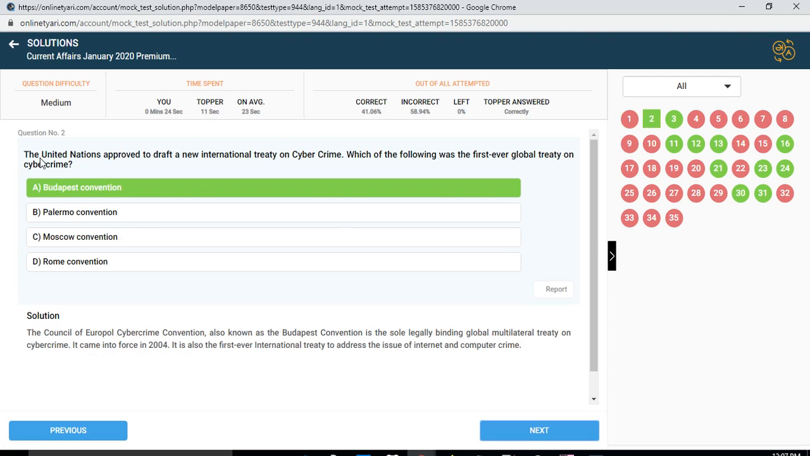Here the question: the United Nations approved the draft of a new international treaty on cybercrime. Which among the following is the first ever global treaty on cybercrime? The Budapest Convention, the Council of Europe Cybercrime Convention, also known as the Budapest Convention, is a legally binding global multilateral treaty on cybercrime. It also came into force in 2004. It is also the first ever international treaty to address the issue of internet and computer crime.